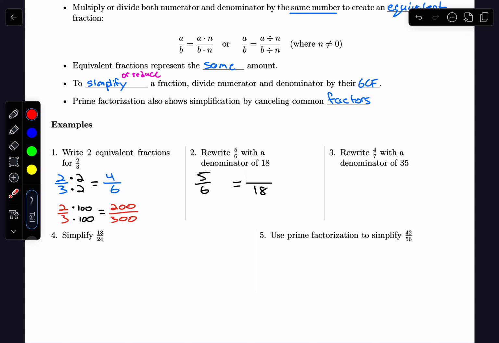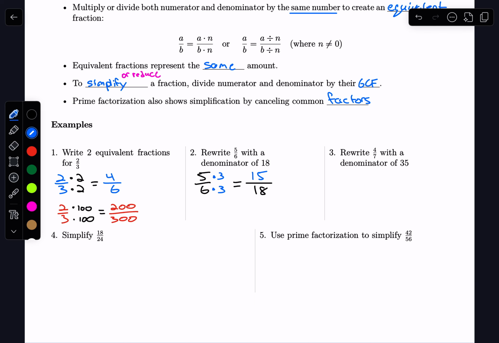So the way we find out what to multiply by is we just check: what did 6 have to get multiplied by to turn into 18? Or in other words, what is 18 divided by 6? 18 divided by 6 is 3. So in the middle here, I had to multiply 6 by 3 to get to that 18. Now to keep the fraction equivalent, I'm going to do the same thing on top. So I'm going to multiply by 3. 5 times 3 up top is 15. And so 5 over 6 is equivalent to 15 over 18.